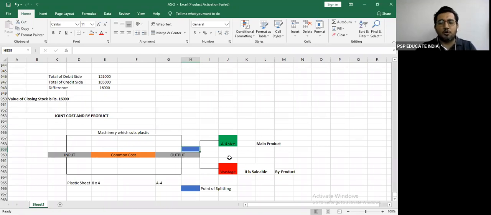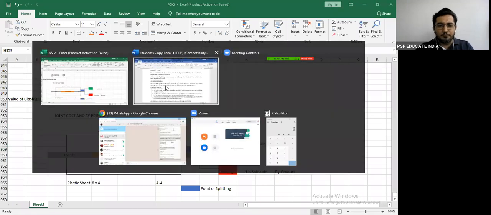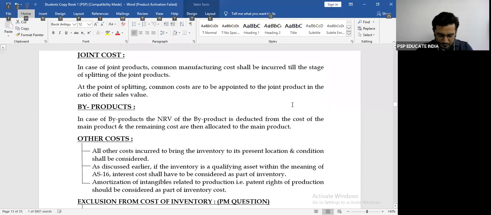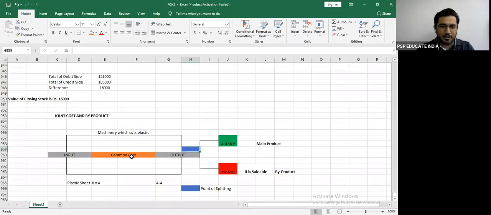With this base, let's come to this statement, ध्यान देना, in case of joint product common manufacturing cost. ये रहा मेरा कॉमन मैन्युफैक्चरिंग कॉस्ट.